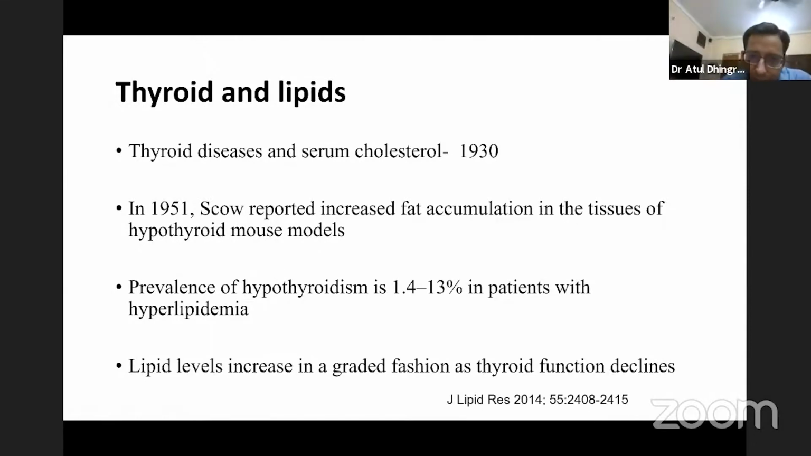So now talking about thyroid and lipids, the association between thyroid diseases and serum cholesterol was studied way back in the 1930s. As early as 1951, SCO reported that there is an increased fat accumulation in the tissues of hypothyroid mouse models. If we look into the prevalence of hypothyroidism in patients who have hyperlipidemia, it is to the tune of 1.4 to 13%, thus suggesting that thyroid is integrally related with lipid metabolism. Lipid levels increase in a graded fashion as thyroid function declines.